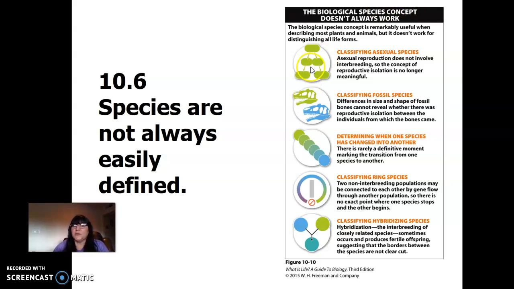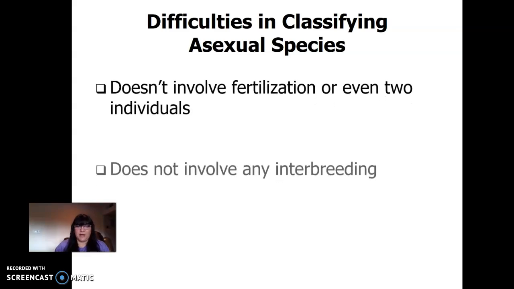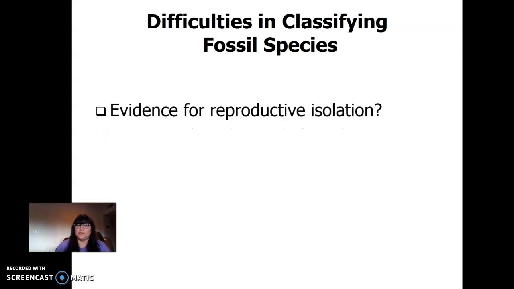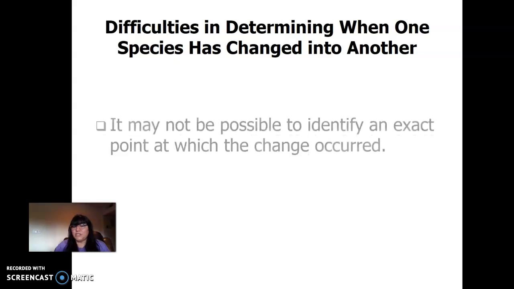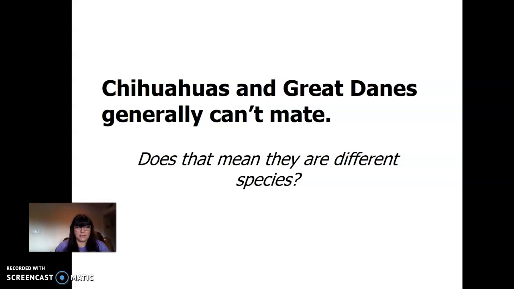Again, bacteria, same thing. We classify them based on different things, like what's their metabolism like? Where do they live? Etc. So species are not always easily defined. Difficulty classifying asexual species, right? So we just said that. Difficulty classifying fossils, so we said that. When one species is changed into another, it may not be possible to identify an exact point.